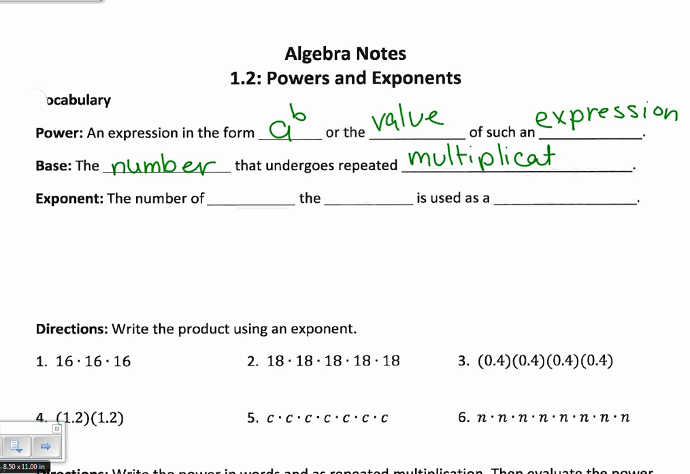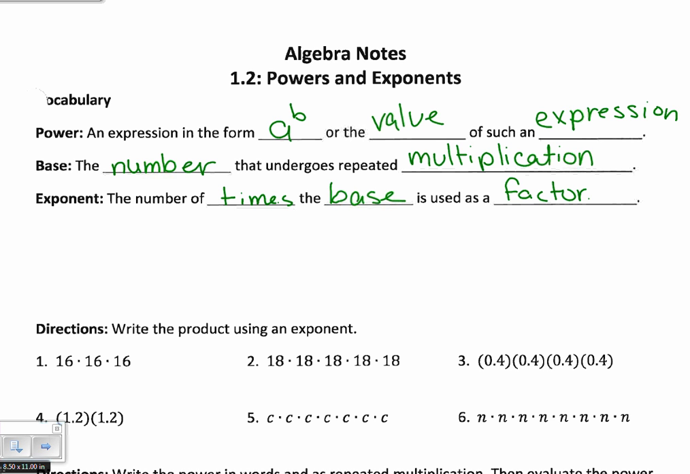It means that I'm going to take a number and I'm going to do repeated multiplication with it. The exponent tells us how many times we're going to do that multiplication. So the exponent is the number of times the base is used as a factor.